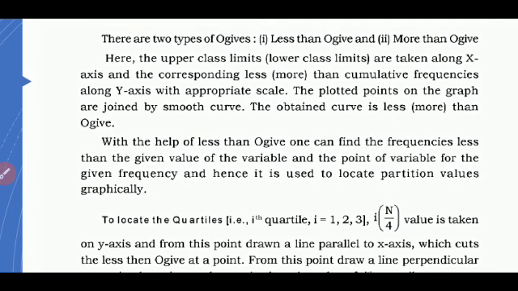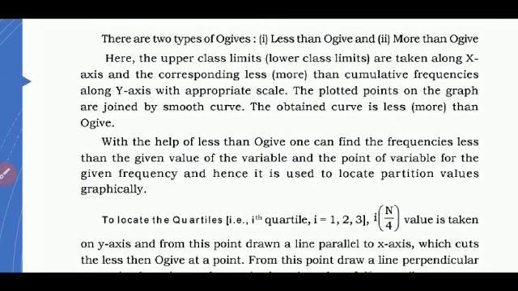So the first example here: draw less than and more than ogives to the following frequency distribution and hence locate the value of the median. First and foremost, your task is to check whether it is an inclusive or exclusive class interval. If it is inclusive, you have to apply the correction factor and make it exclusive. Let us check the class intervals: 10 to 20, 20 to 30, 30 to 40, 40 to 50, 50 to 60, 60 to 70, 70 to 80. Yes, they are exclusive class intervals and absolutely fine.